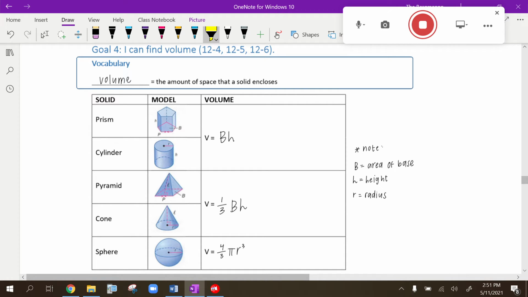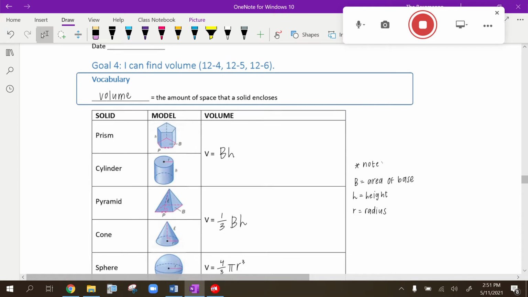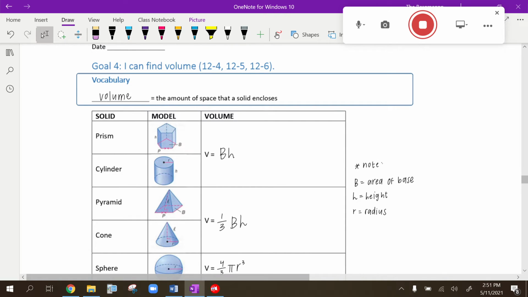Hi everyone, welcome back. Yesterday we learned about surface area. Today we're going to learn about volume. This is the last lesson for this chapter about solids, three-dimensional shapes. So after this you can look forward to a test, and this is your last unit of the class, so you can be excited. You've almost made it through geometry.